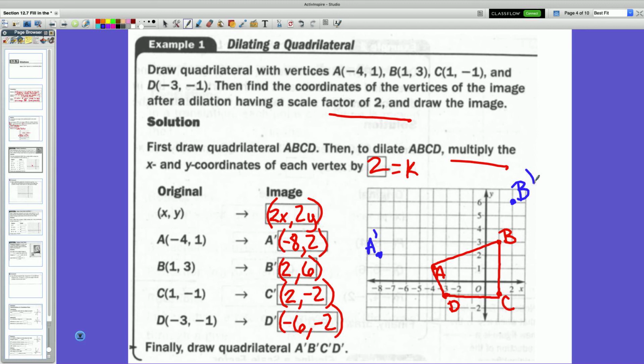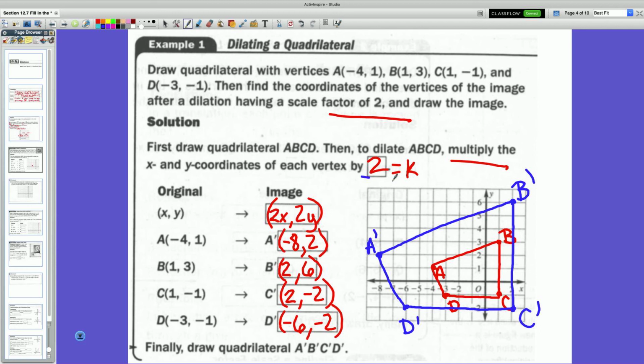C prime is at 2, negative 2. D prime is at negative 6, negative 2. Okay, now, unlike everything else this chapter, what we end with is not going to be exactly the same as what we started with, right? It should either be like you zoomed in and it got bigger, or you zoomed out and it got smaller. Okay? Should be one or the other.